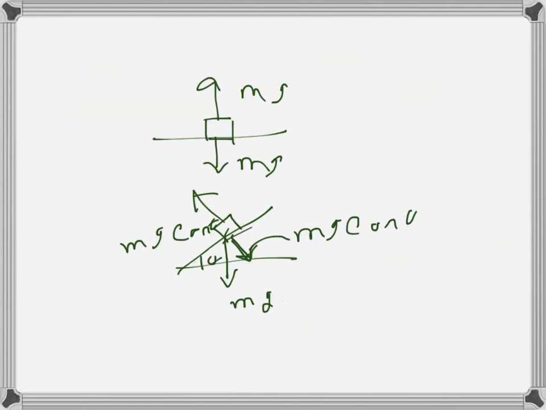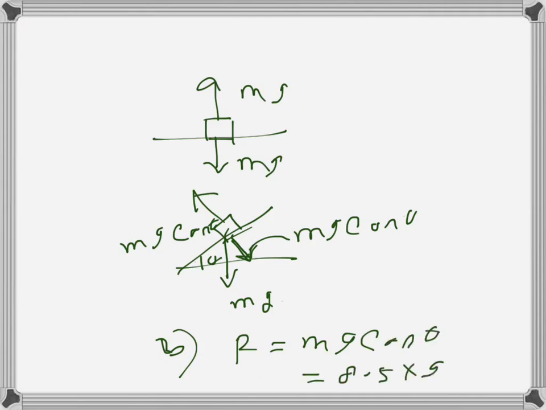So part B is the reaction force mg cos theta, and that will be 8.5 times 9.8 times cos 30 degrees. This becomes approximately 72 newtons.